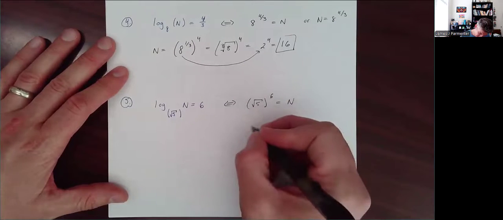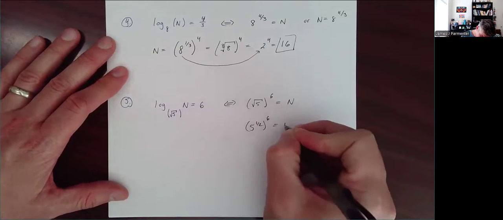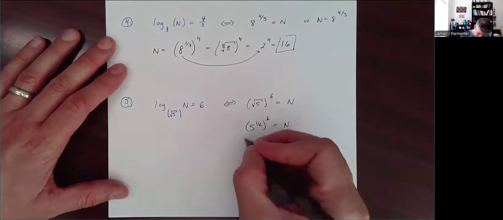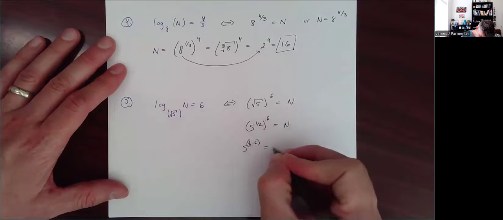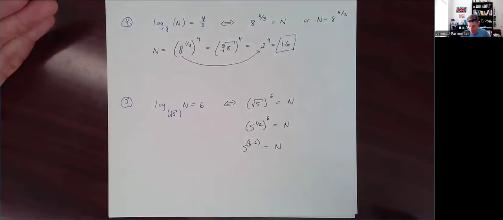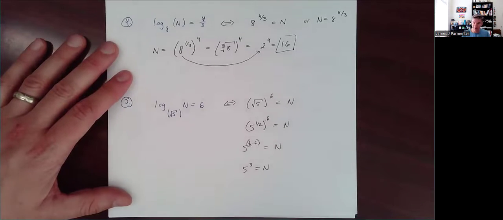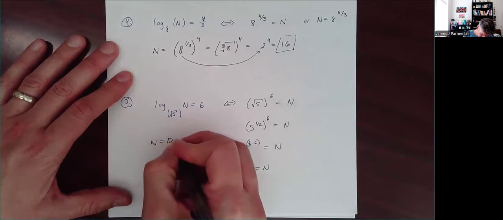So I'm going to rewrite this as 5 to the 1/2 to the 6th equal to n. But then when we have a power to a power, we can multiply those powers. That's going to be 5 to the 1/2 times 6. 1/2 times 6 is the same as 1/2 of 6, which is 3. That's going to be 5 to the 3rd equal to n. And 5 to the 3rd is 125. So we get n equal to 125.